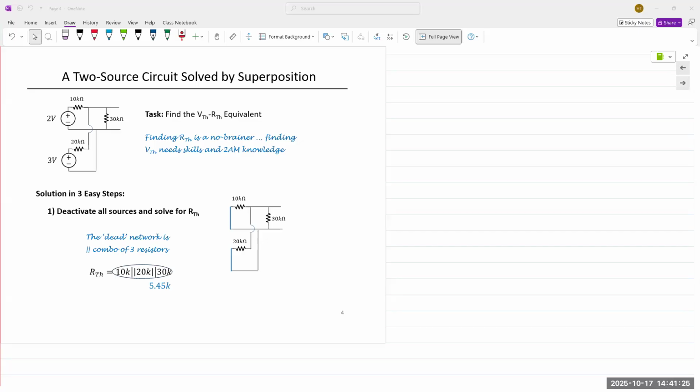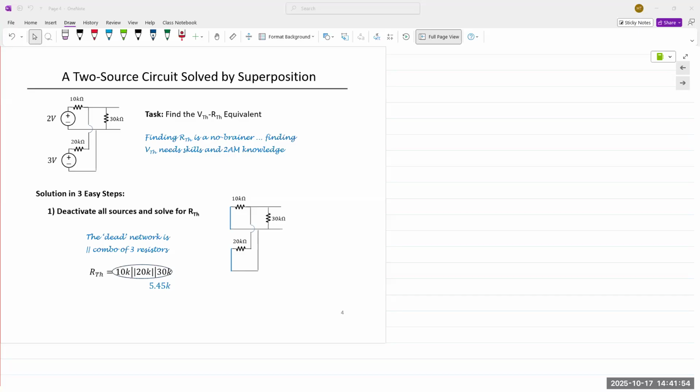But let's say this is a linear circuit with linear components. Then the superposition principle states that if you have a linear circuit comprising linear sources and linear components, we can break up the analysis of this circuit and analyze each piece individually, one at a time. That is the principle of superposition.